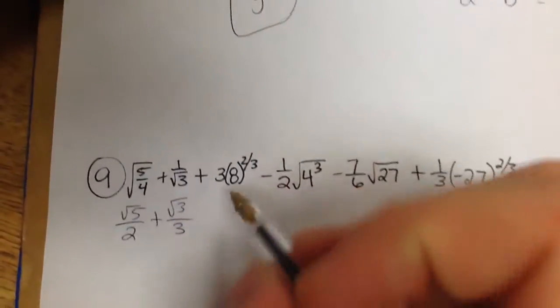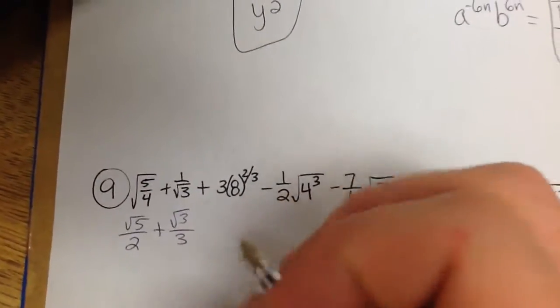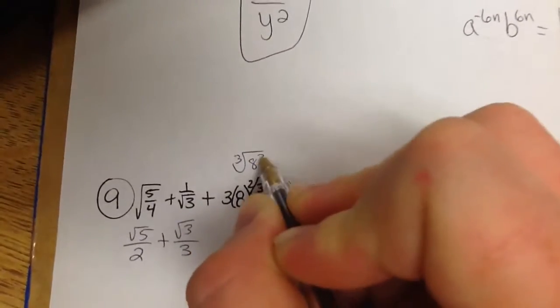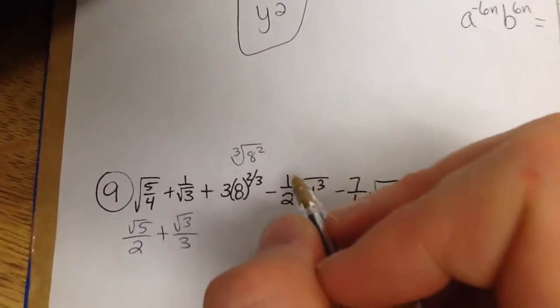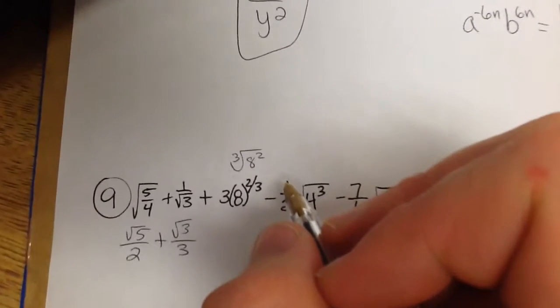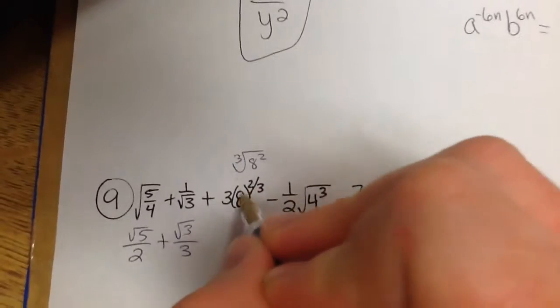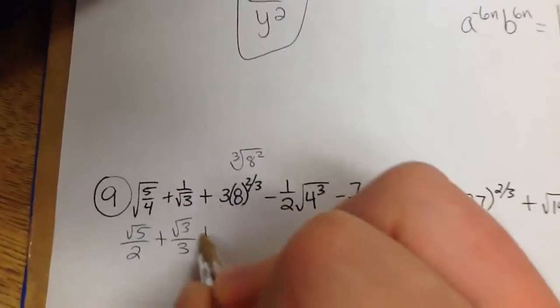What's 8 to the 2/3 power? Let's see, that'd be the third root of 8 squared. 8 squared is 64. The third root of 64 is 4. 4 times 4 is 16. 4 times 16 is 64. Yeah, 4. So that's just 4. So this is 3 times 4, which is 12.